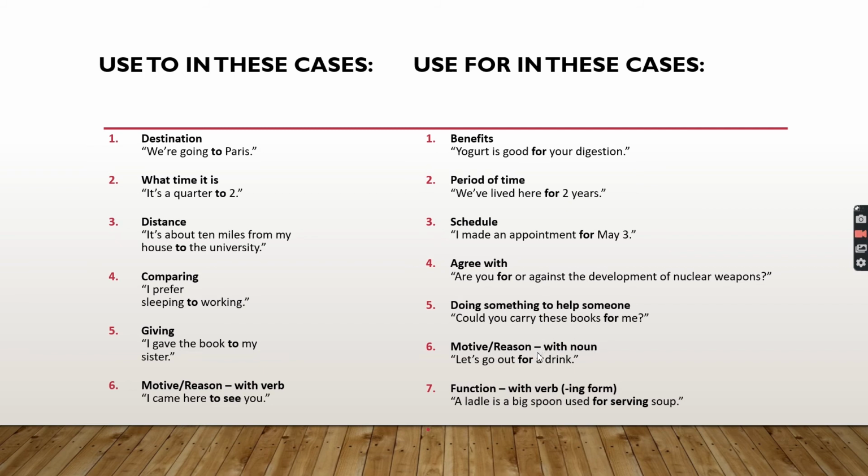This one we have already looked at, motive or reason with a noun. So I came here for you. Let's go out for a drink. Then the last one is your function. What is the function of something? We use a pen for writing. A ladle is a big spoon used for serving soup. So when you are giving a function, what is this thing used for? You use for. Always remember, when you're giving a function and you're using a verb, it is always going to be ing. Why? Can anyone tell me? For is what? For is a preposition, and after a preposition, we use ing. That is your gerund. Yes, you're right. Very good. Well done.